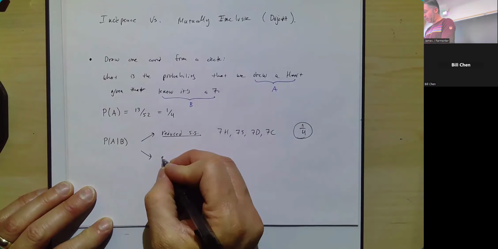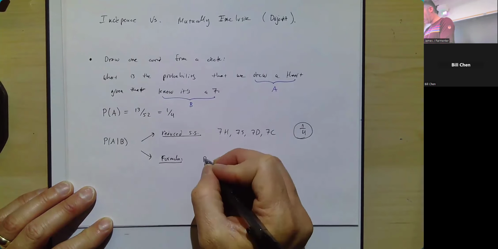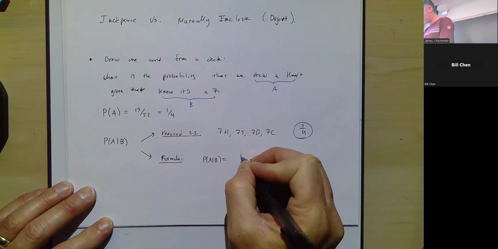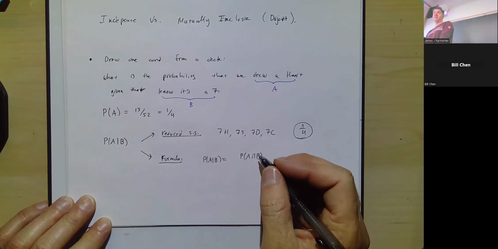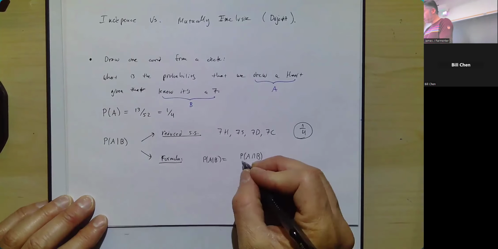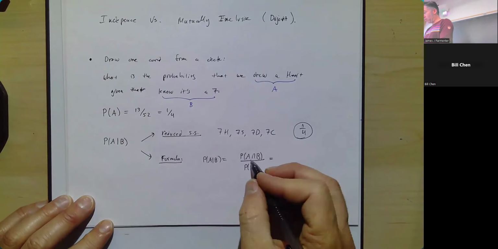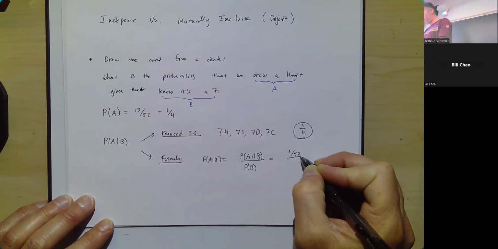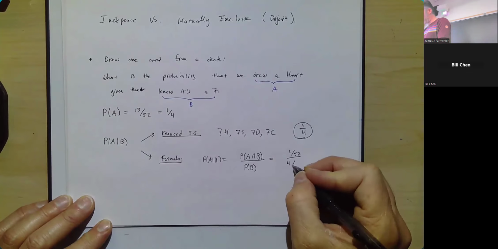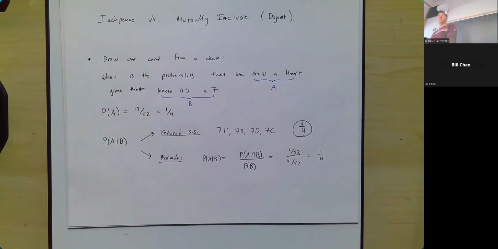Or you can do it the other way. You can use the entire sample space and use the formula and say, okay, great. The probability of A given B is going to be the probability of A and B, that the card is a heart and a 7. There's only one of those, divided by the probability of B. The card's a 7. So the probability of being a 7 and a heart is 1 out of 52. The probability of being a 7 is 4 out of 52. And oh yeah, that exactly gives you the same value. So either way you calculate this conditional probability, it's going to be 1/4.